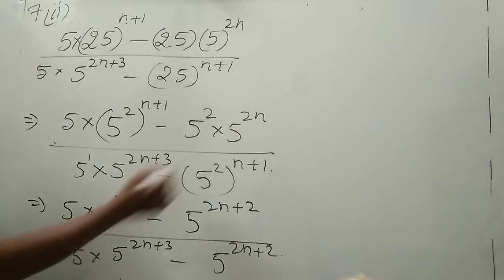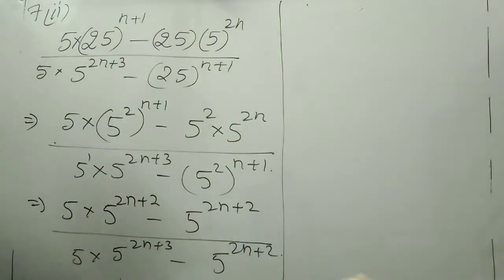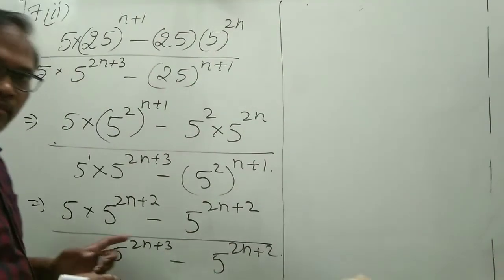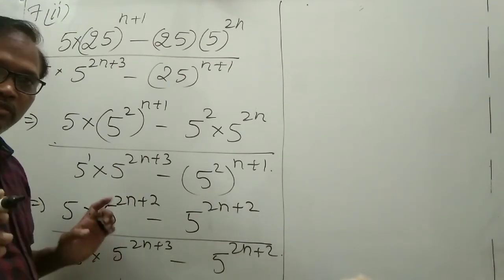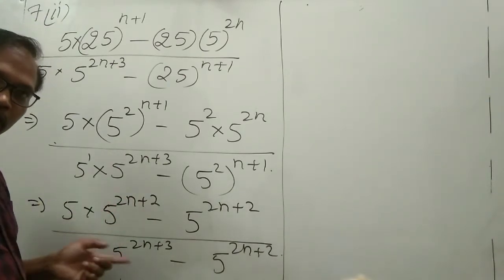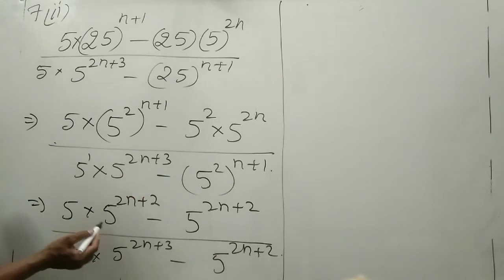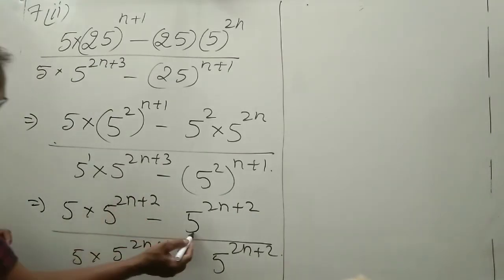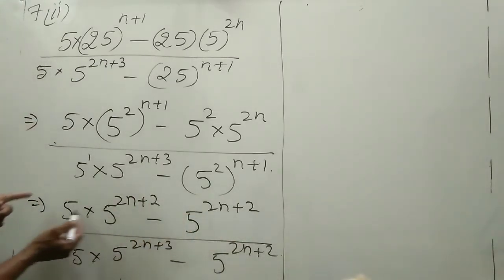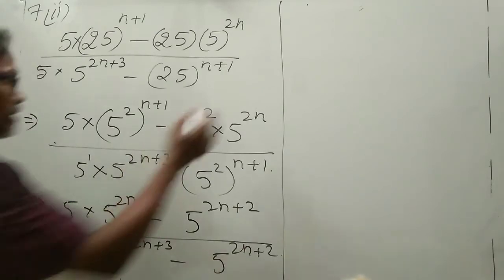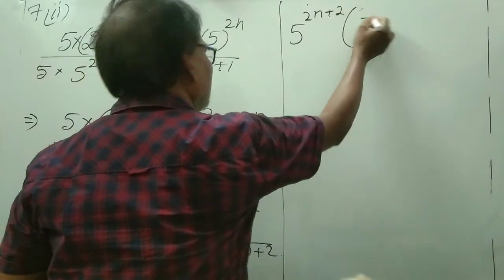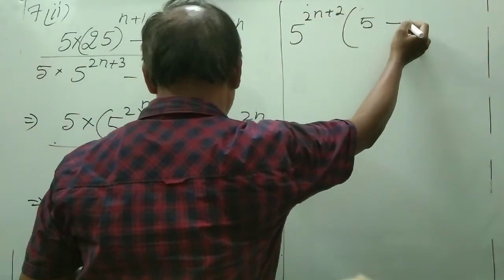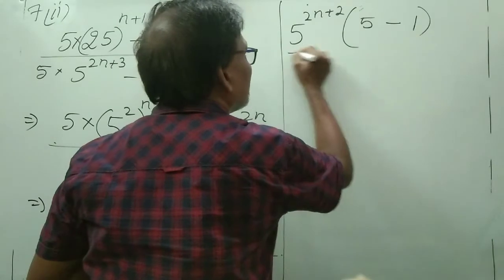Then you have to take common. What is common in the numerator and denominator? 5 to the power 2n plus 2, you can take common from the numerator. Okay, so take common 5 to the power 2n plus 2 from numerator. So you will have 5 minus 1.